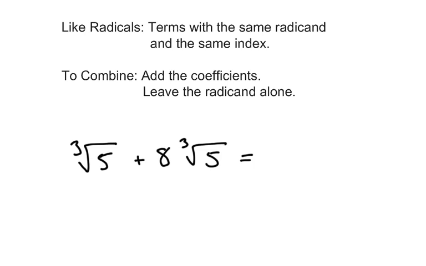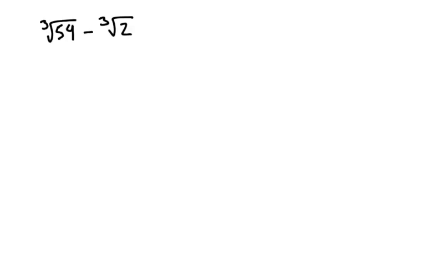So if we have the cubed root of 5 plus 8 times the cubed root of 5, the coefficient of the first one is just a 1, and then the coefficient of the next one is 8. So this is saying we have 1 cubed root of 5 and 8 more cubed root of 5s, so altogether we'll have 9 cubed root of 5s. And that's all we have to do to combine like terms.